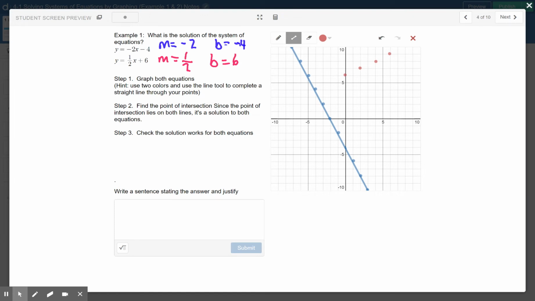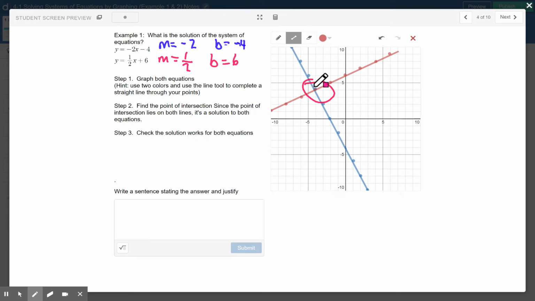And then I'm going to go backwards. Notice right away my line intersects, which is cool. That's what we want. But I'm going to keep plotting the points, and then I'm going to draw my line. Now they intersect at an ordered pair. For right now, I'm going to give you nice whole numbers.